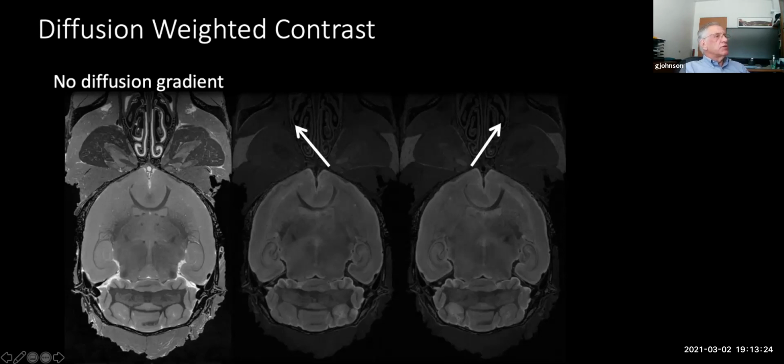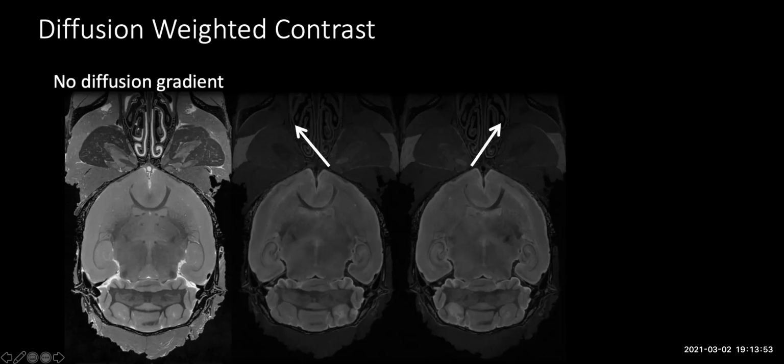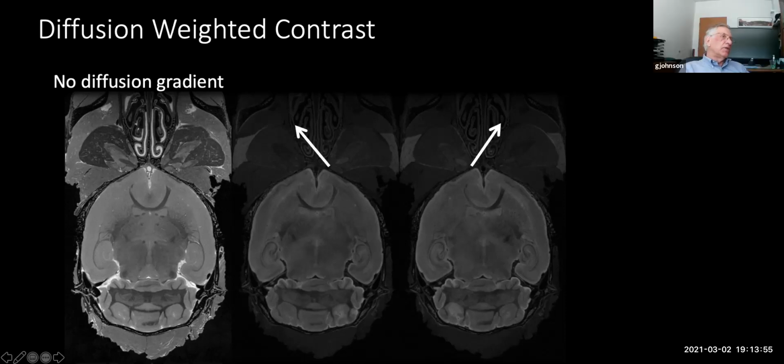Here's all the muscle tissue surrounding the brain. You can even see some of the detail inside the skull here. Once a diffusion encoding gradient is imposed, all of those tissues in which diffusion is isotropic will be attenuated. The signal will be attenuated. So all of this tissue is attenuated. You see that here.